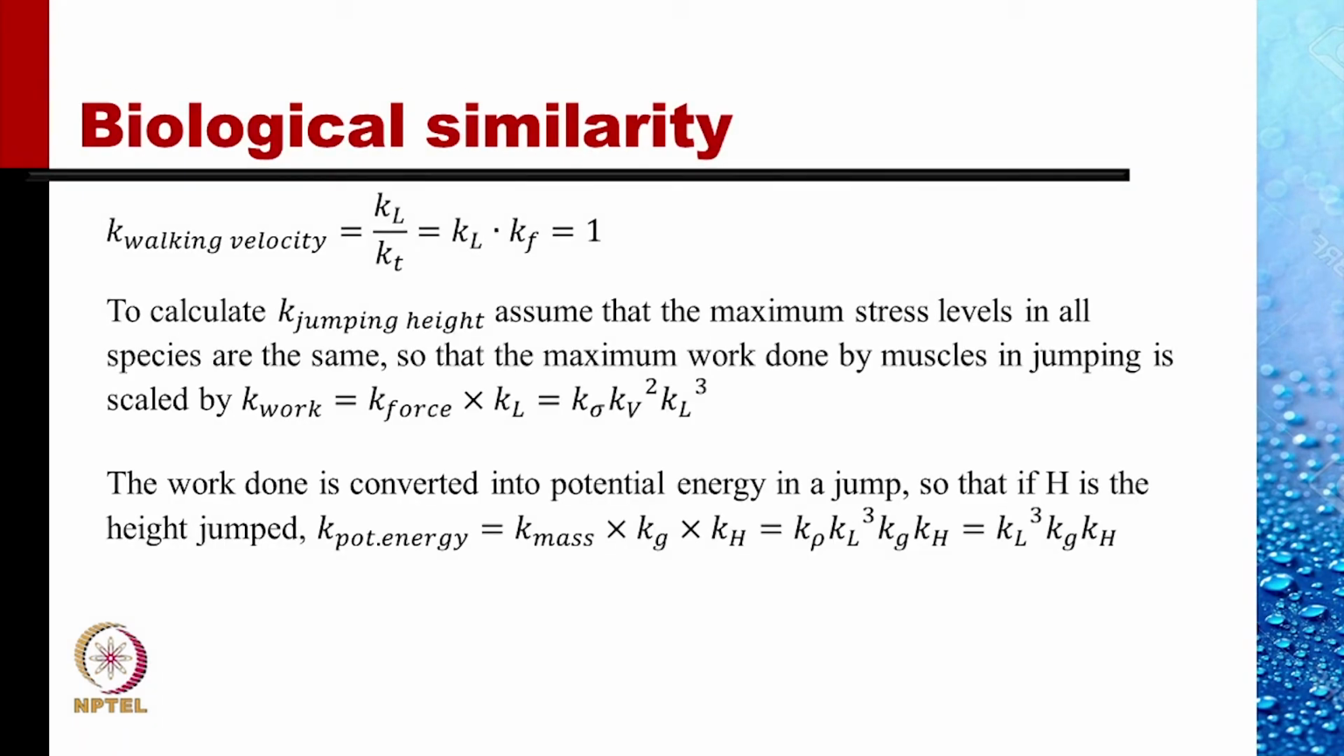To calculate the jumping height, we use a trick. We assume that the maximum stress level in the muscles is the same in all species. If the muscles do work, they exert force, and we assume that the maximum stress levels in all muscles, in all species, is the same, so that the maximum work done by the muscles in jumping is scaled by K work.